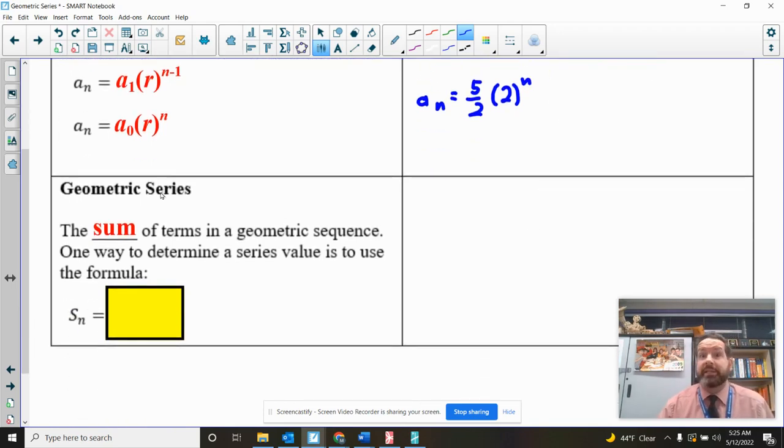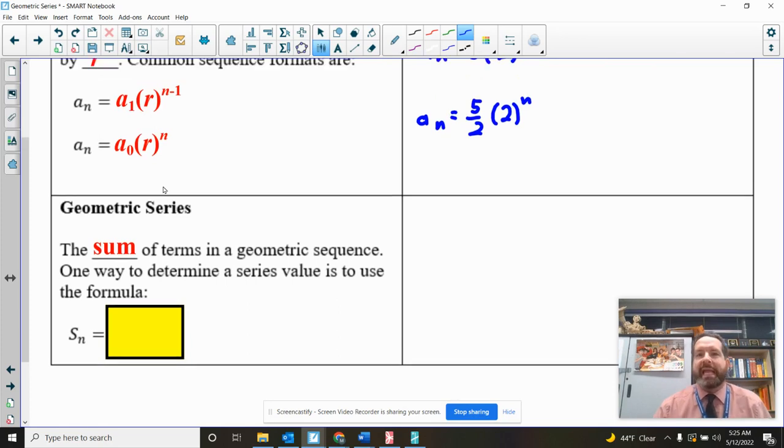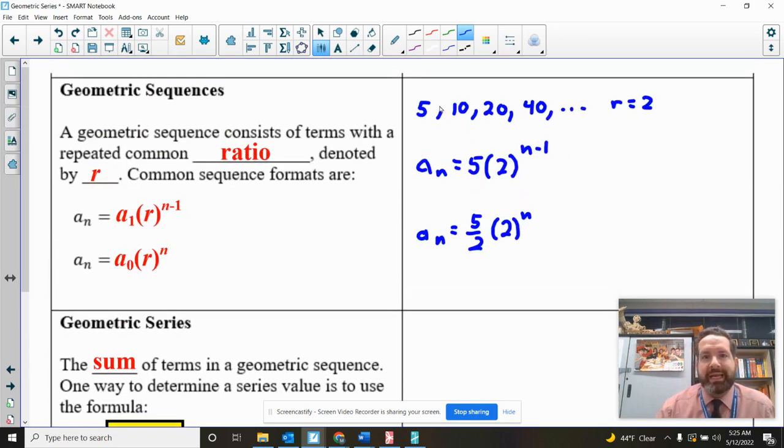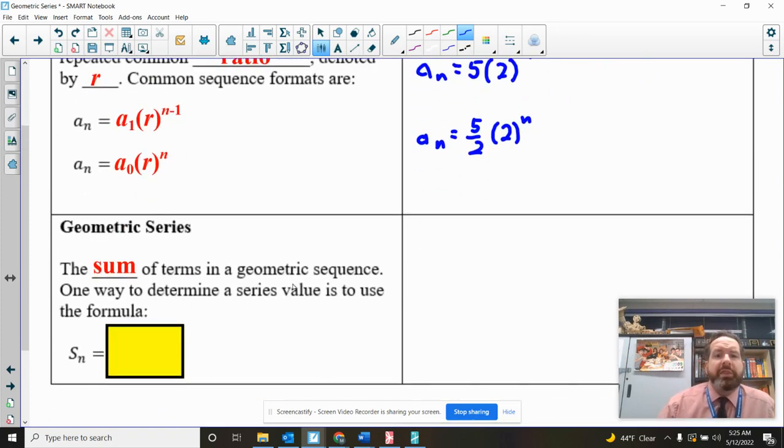A geometric series is what happens when you take the numbers in a geometric sequence and add them up. The good news is there is a shortcut. The bad news is I'm not going to let you know what that shortcut is yet. We'll take a look at that in the next part of the lesson.